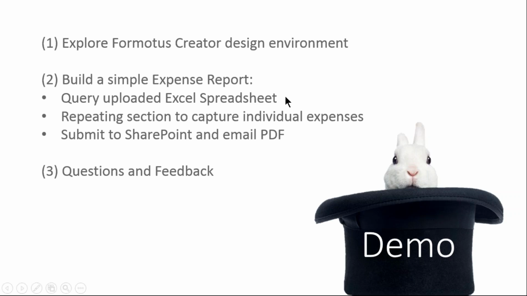We're going to query an uploaded Excel spreadsheet that I've already created, and we're going to include a repeating section to capture individual expenses. And we're also going to include a data connection to submit to SharePoint, and also one to email a PDF version of the form, which again is a nice built-in Formotus Creator feature. We're going to email a PDF version of the form to any user that we choose. And then I will open it up for questions and feedback at the end.